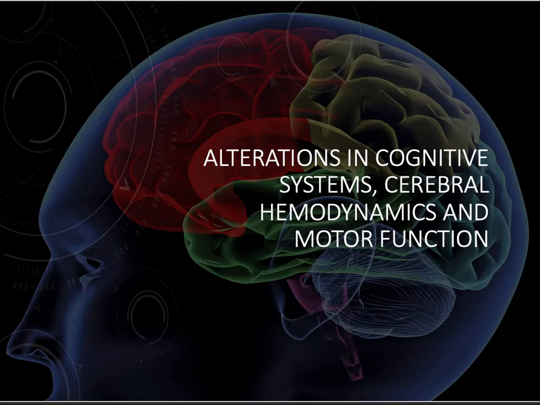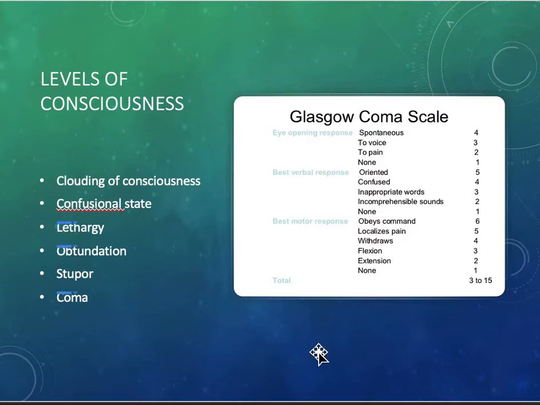Hi, in this video, we're going to talk about the brain and alterations in our cognitive systems, problems with motor function, all of the symptoms that we have with disorders that are related to the central nervous system. So, cognitive changes, LOC changes, differences in brain function, symptoms that we see with disorders of the brain and the spinal cord. So, first off, just a little list of the levels of consciousness.